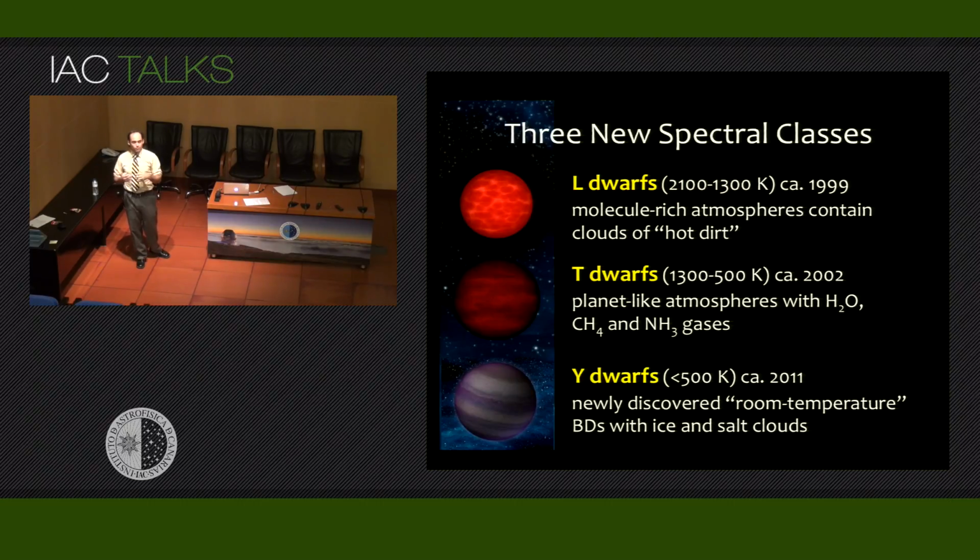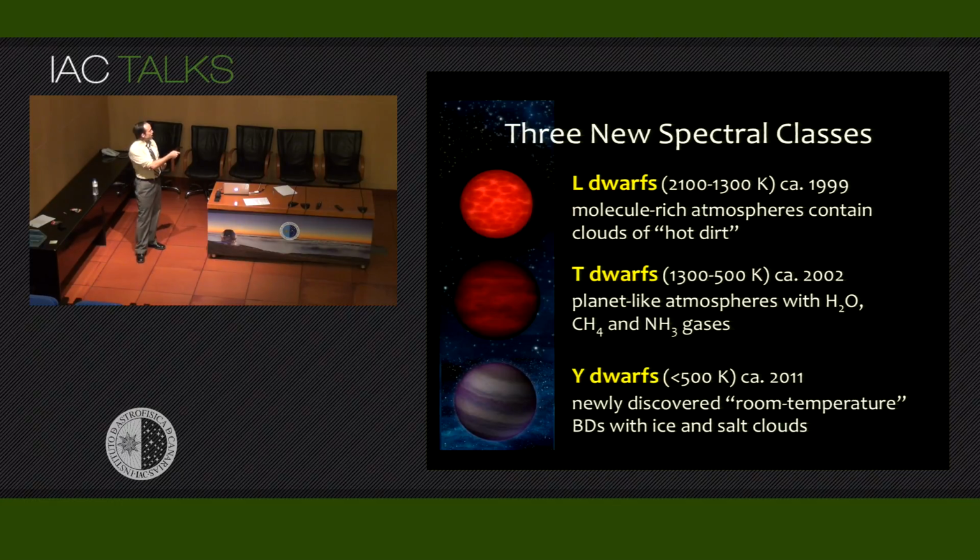Mark Marley likes to describe them as floating clouds of dirt. I like to think of molten iron raining on you, which does not make for a good picnic. But these are the kind of things that we're now seeing in these L dwarfs, and they have a very profound effect not only on the spectra, but also on their brightness over time.